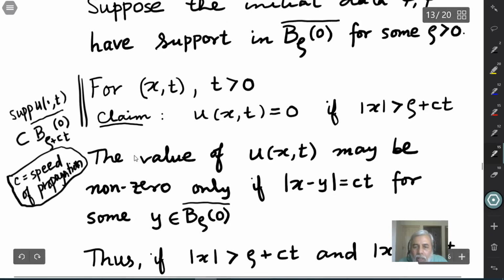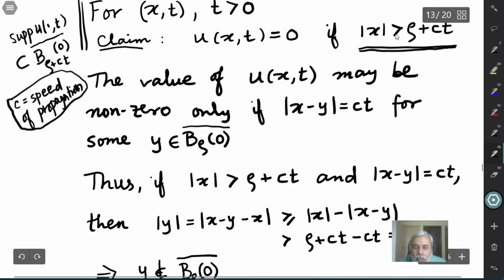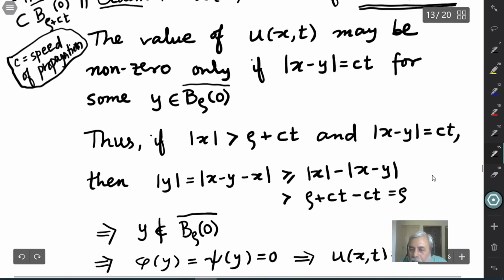Okay, so if this condition holds, if norm of x is bigger than rho plus ct, we should show that any y sitting on the sphere centered at x lies outside the closure of this ball. So if we are able to show that, then that will only contribute zero value to this solution, and that claim is proved. Okay, so if norm x is bigger than rho plus ct and y sits on this sphere, norm x minus y equal to ct, then this is a simple triangle inequality.